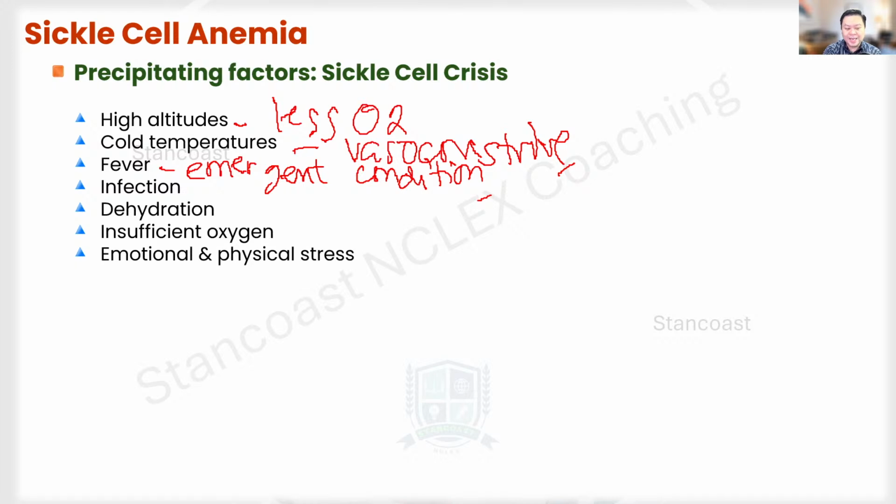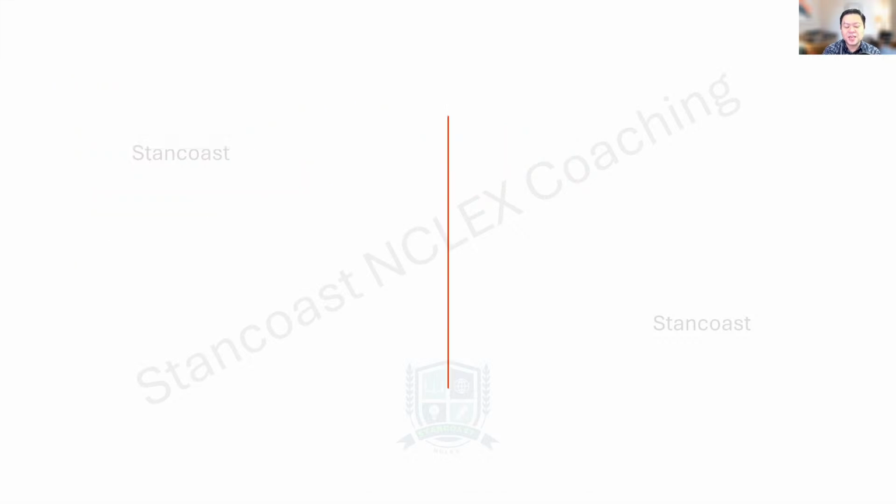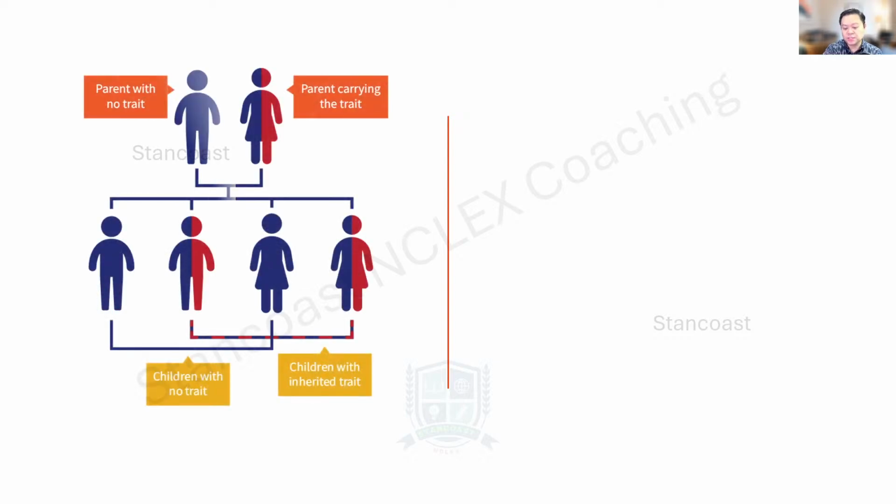Okay. Now, let's talk about the inheritance of sickle cell disease. So we will be looking into this photograph about how the person can potentially get the sickle cell disease. Hang on a sec. Let me just put this away.